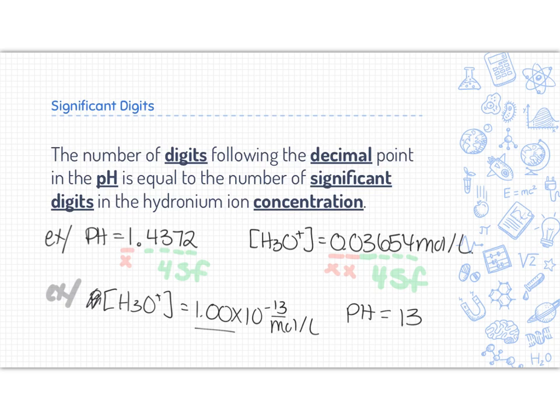In my concentration of H3O, there are 3 significant digits. That means that in my pH, I must have 3 decimal places, and those will just be zeros in this case. Because our decimal places are significant figures, the first 2 values are not. So anything before our decimal places does not count as a significant figure.